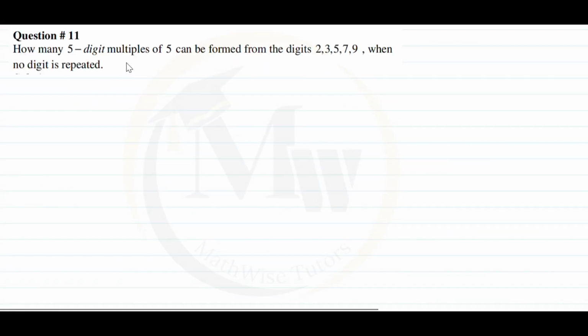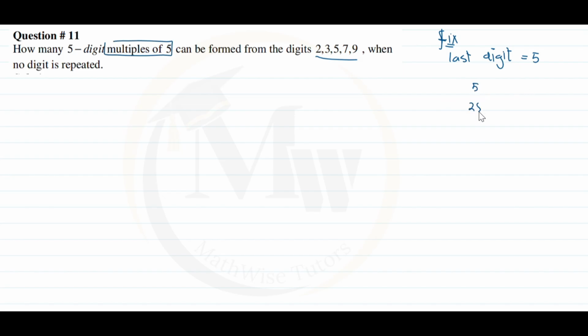Now we need to make the 5-digit numbers which are the multiples of 5, and can be formed using these numbers when no digit is repeating. As you know, when we are making a number which is a multiple of 5, the last digit should be 5 or 0. But in this the 0 is not included, so the last digit should be 5. So this is the fix. When one number is fixed, we have to arrange the other numbers.